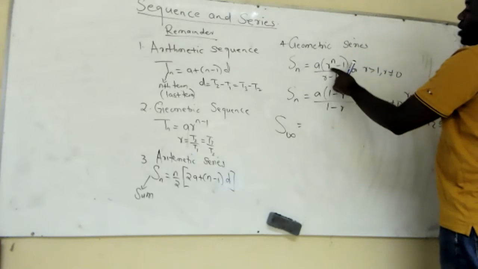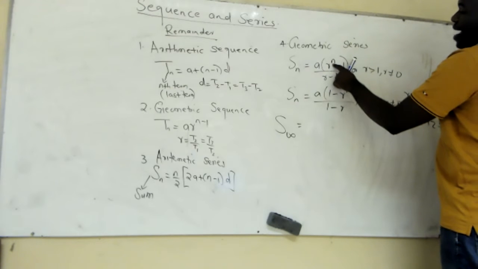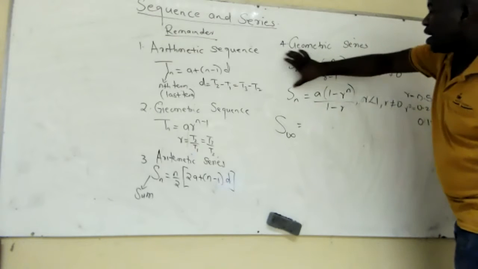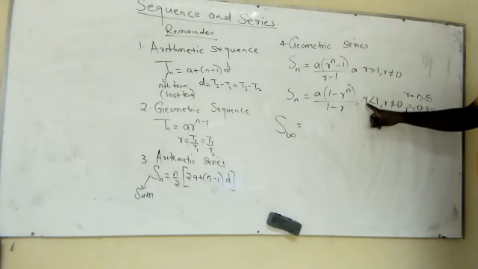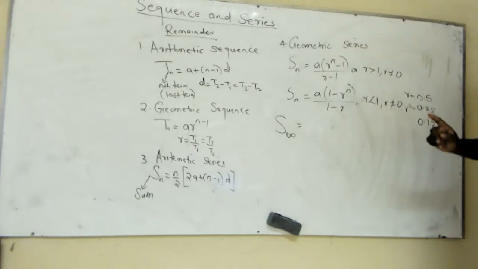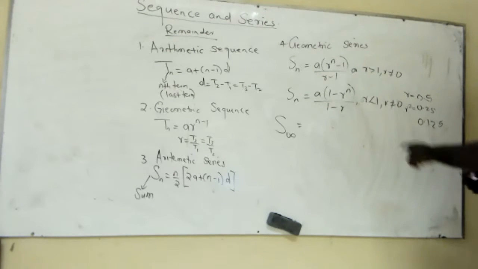Indeed, if n is approaching infinity, the first equation for geometric series is not going to converge. So it will be diverging, and that will not give us any information we're looking for. But now, if r is less than 1, it means the sequence is going to be converging in that case.